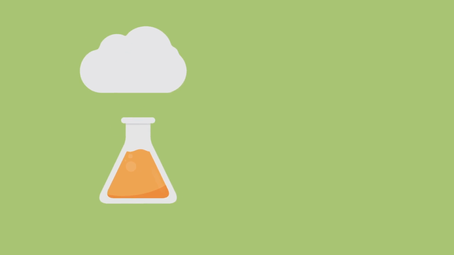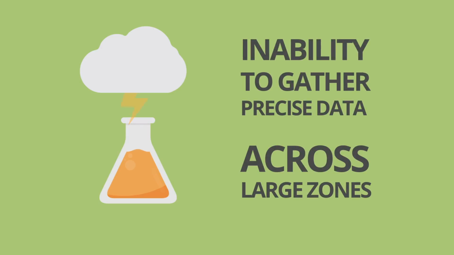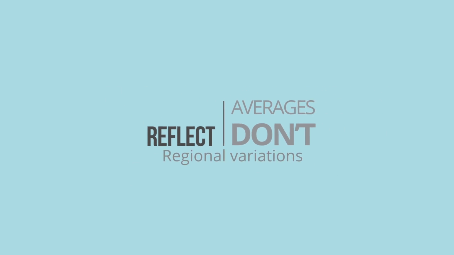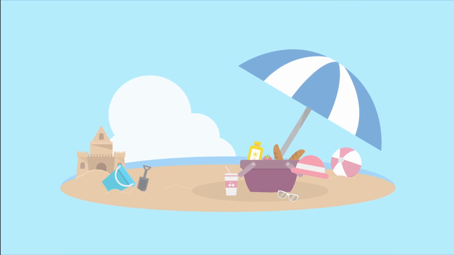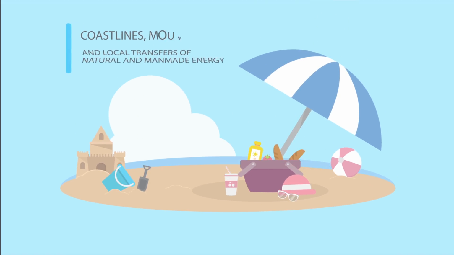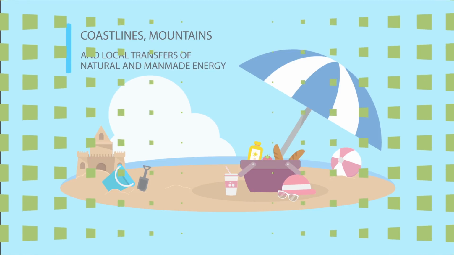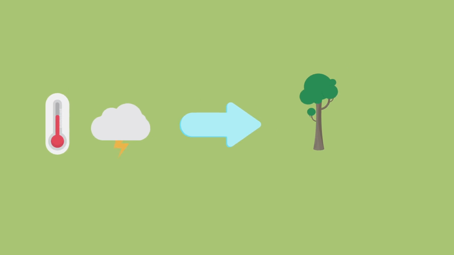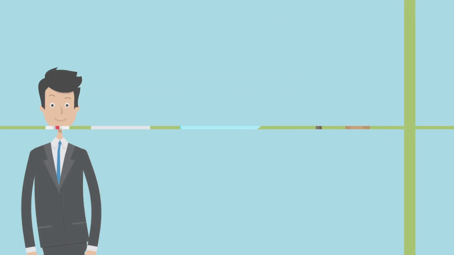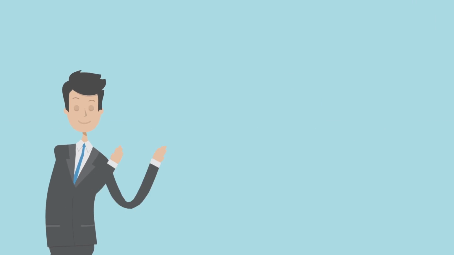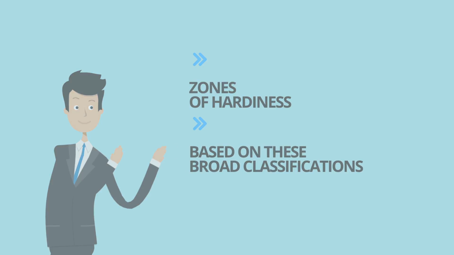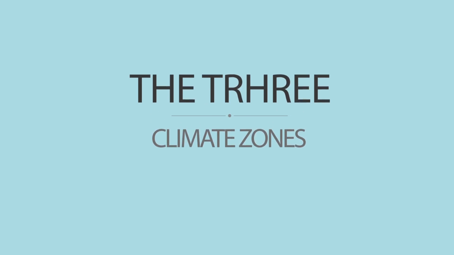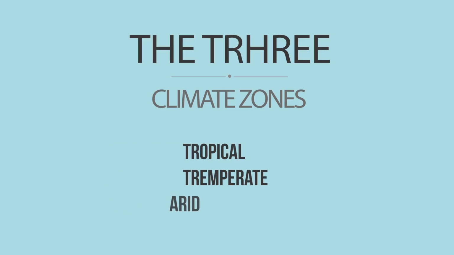There are, of course, limitations to such broad classifications, such as the inability to gather precise data across large zones, the fact that averages in terms of things like rainfall and radiation don't reflect regional variations, and that climate factors continuously interact with conditions on the ground, such as coastlines, mountains, and local transfers of natural and man-made energy. But they do serve a useful purpose in understanding how temperature and precipitation affect plant growth and animal survival. Indeed, lots of information on growing plants comes with reference to zones of hardiness, which are typically based on these broad classifications. So, the three climate zones we use are tropical, temperate, and arid.